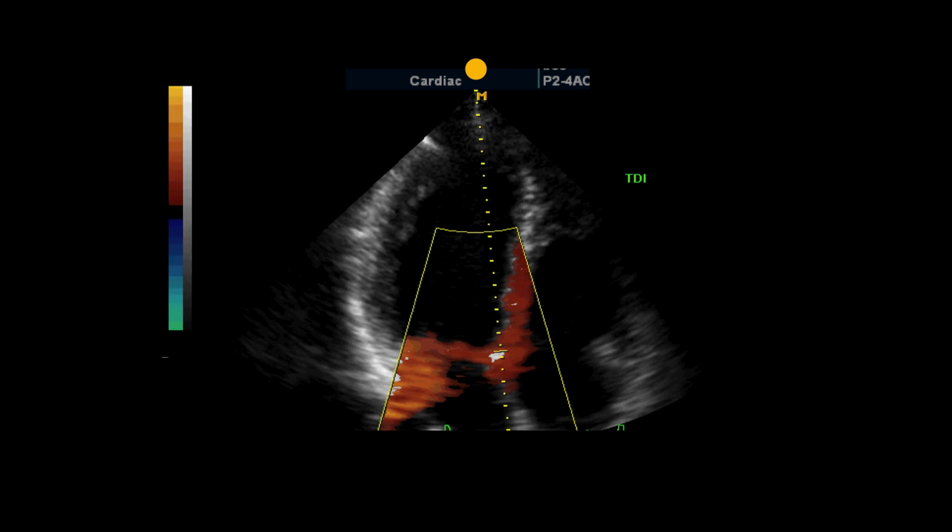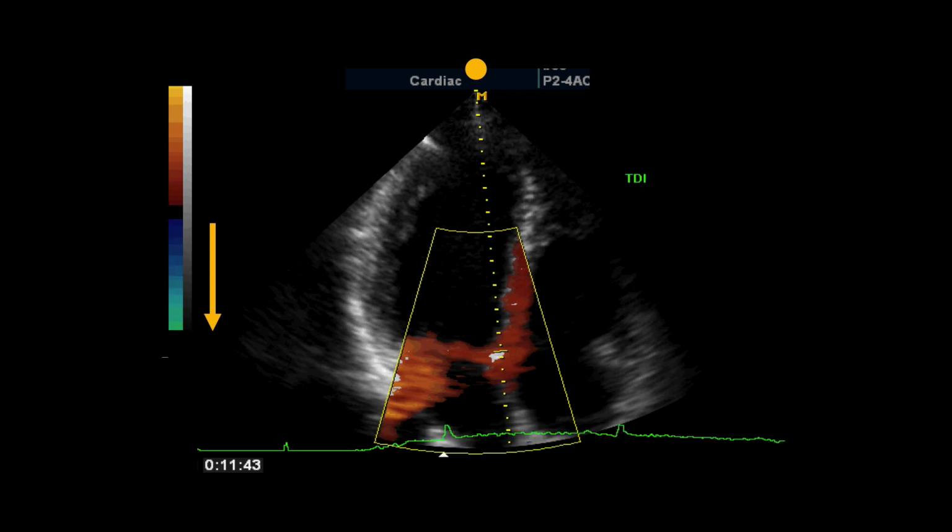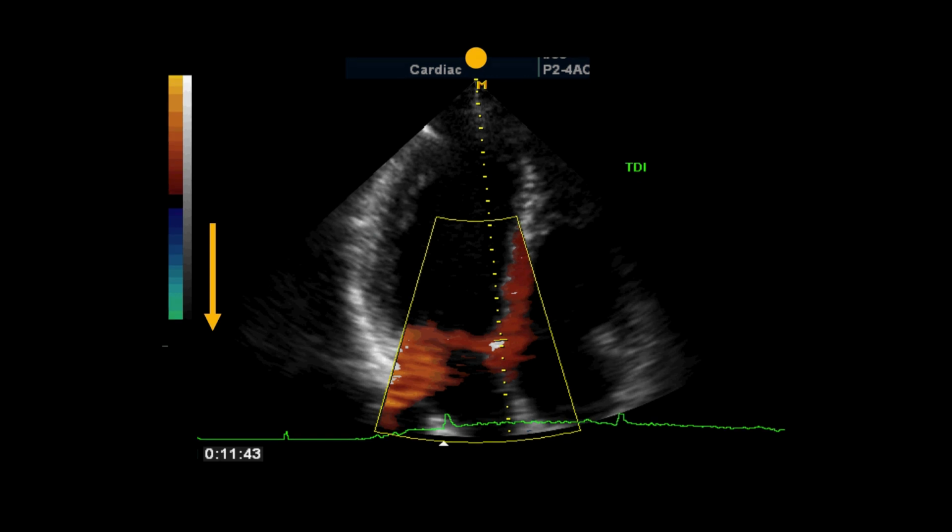The color scale shows the direction of the myocardial wall motion. Red means that the myocardial wall is moving up towards the probe. Blue represents the myocardial wall moving away or down from the probe. The ECG tracing is also shown at the bottom to help track the patient's heart rhythm and rate.